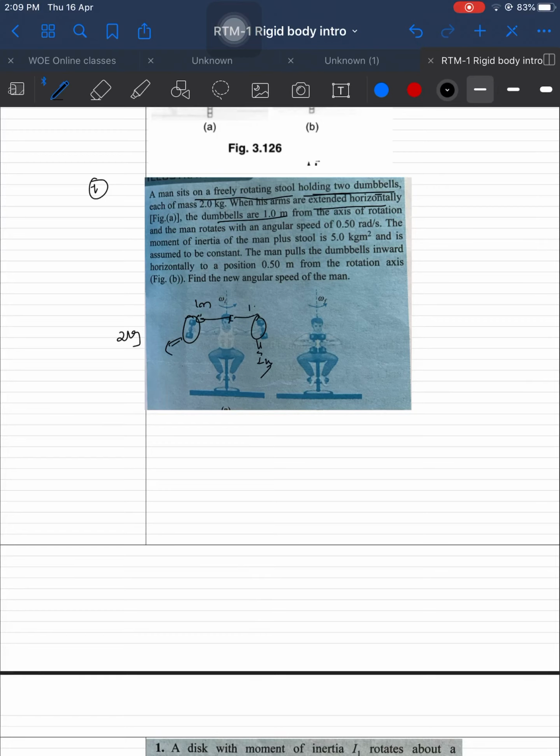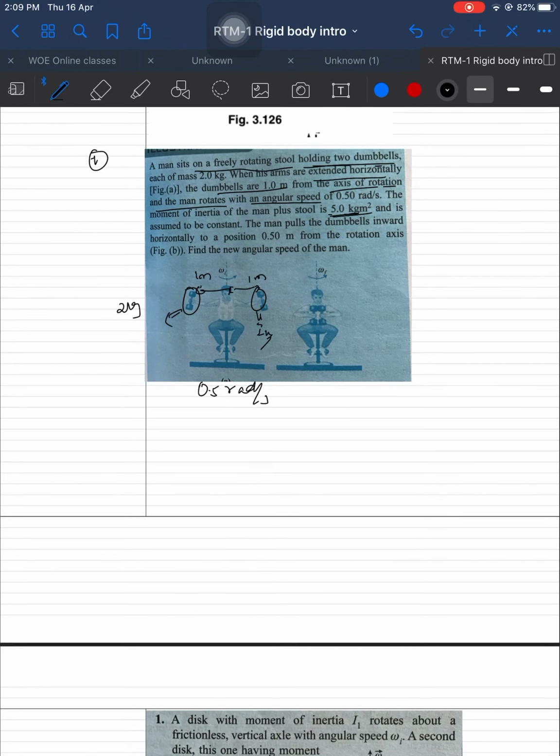The axis of rotation passes through the man, and he rotates with an initial angular velocity omega of 5.5 radians per second. The moment of inertia of man plus stool is 0.5 kg meter square, I of man and stool is equal to 0.5 kg meter square, and is assumed to be constant.